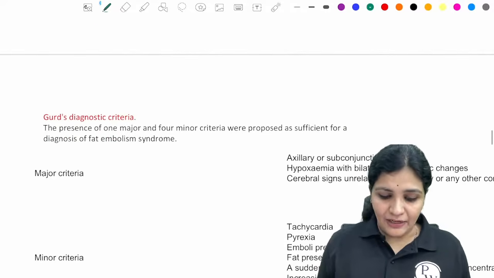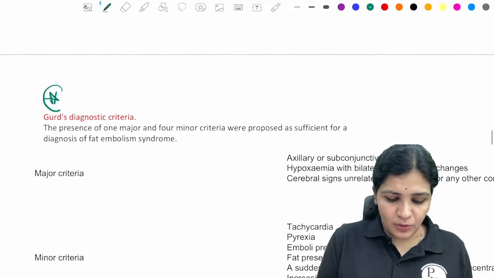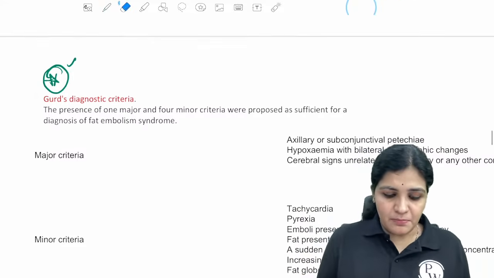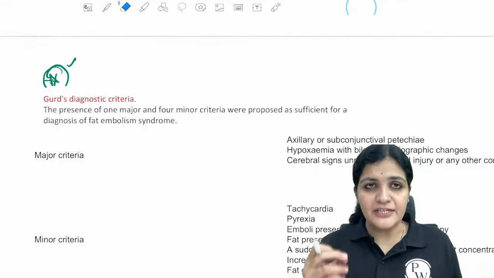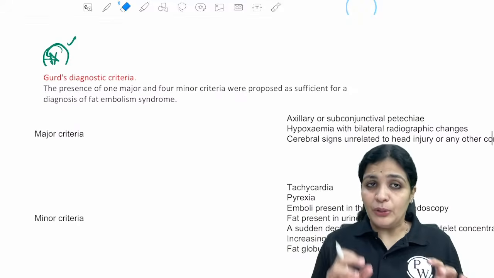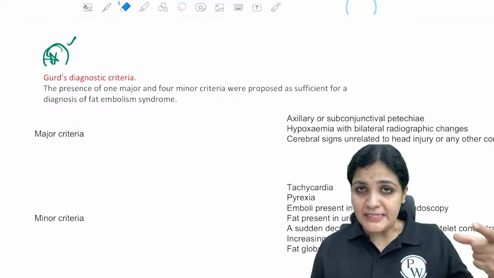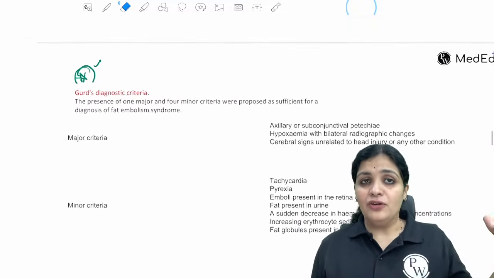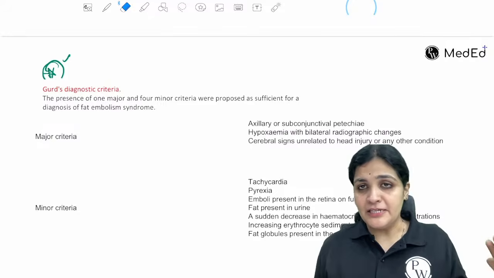Now, how do you diagnose it? So you know everything about the pathology, but once the patient is with you, how do you diagnose it? This is done by Gurd's diagnostic criteria. I have told you again, the major criteria are petechial rash, hypoxemia, that is changes in the lung, and then your neurological changes, that is cerebral signs, right?